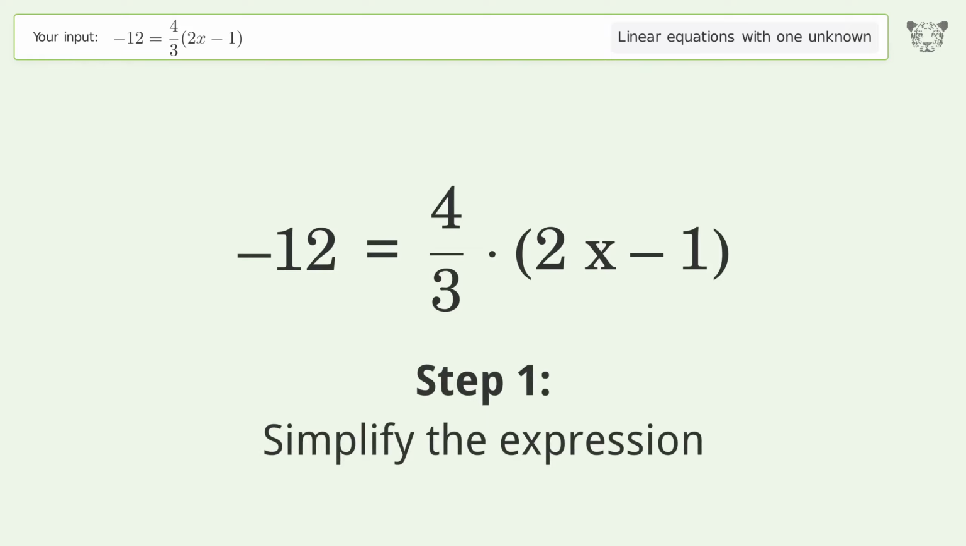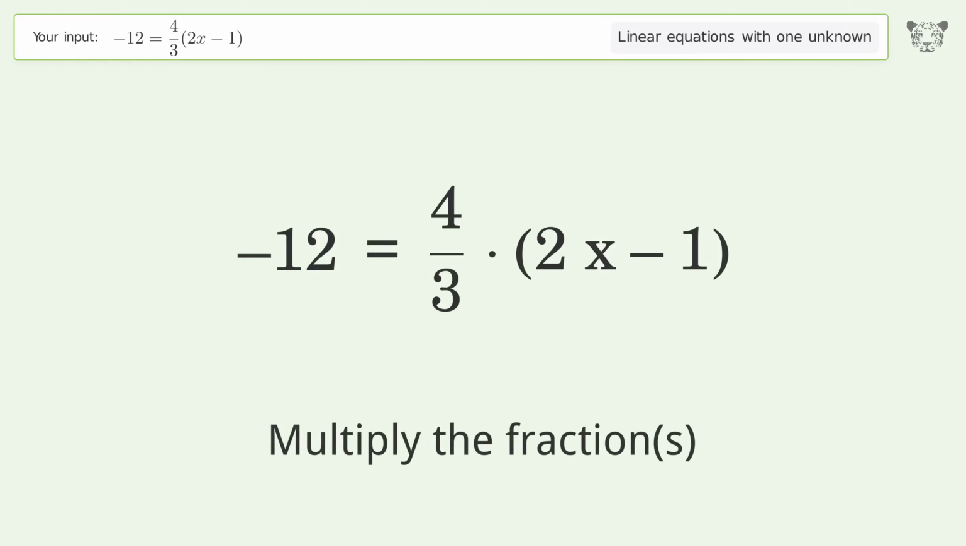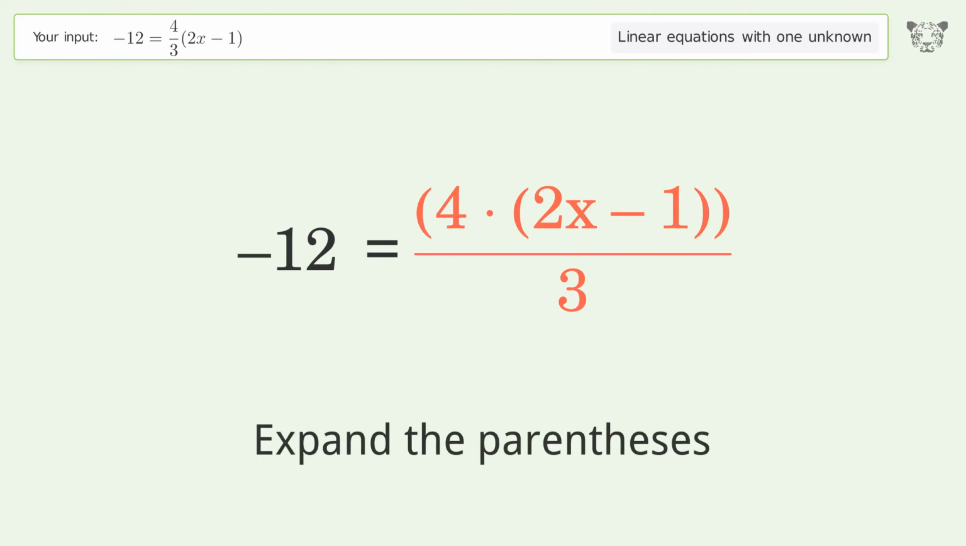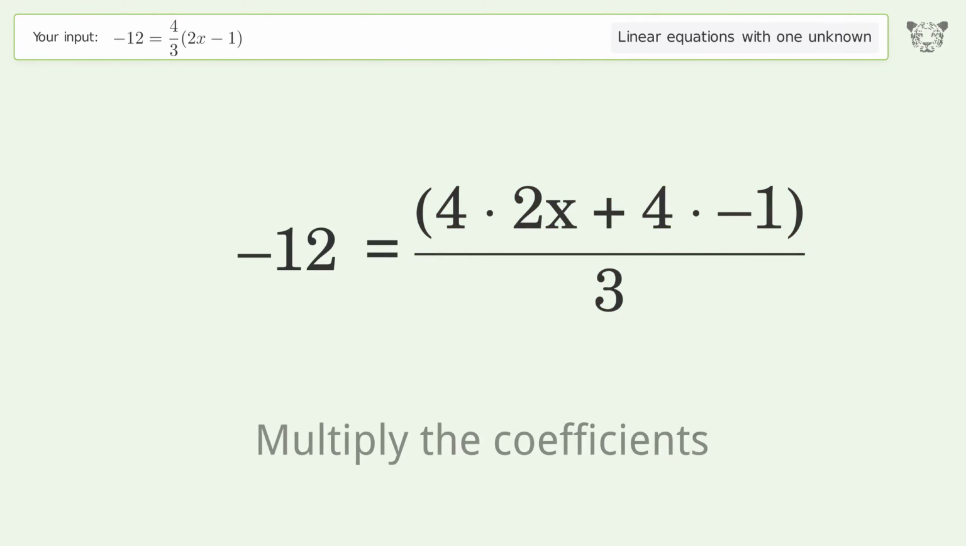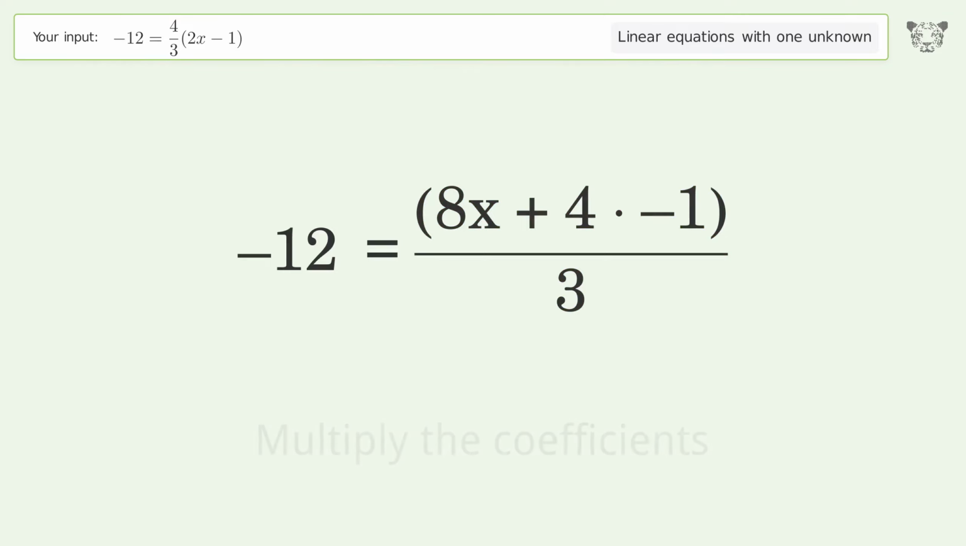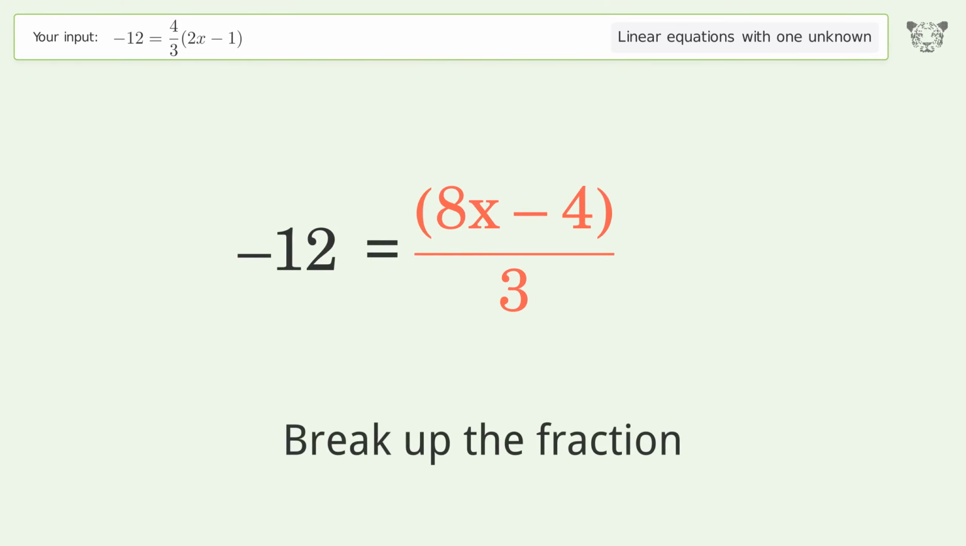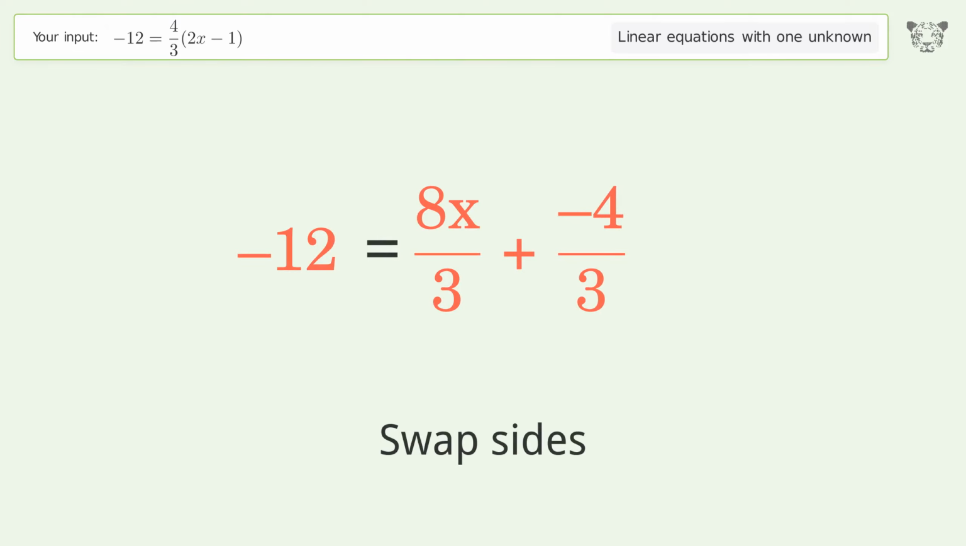Simplify the expression. Multiply the fractions. Expand the parentheses. Multiply the coefficients. Simplify the arithmetic. Break up the fraction. Swap sides.